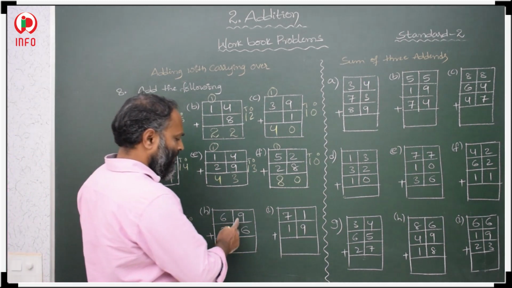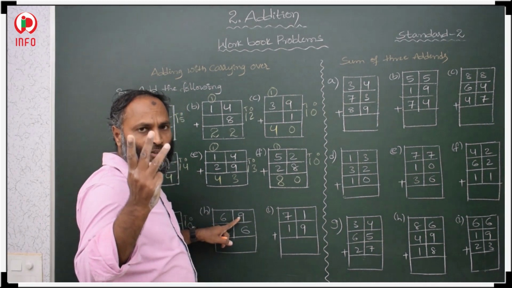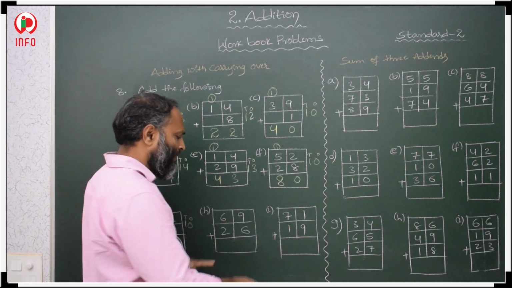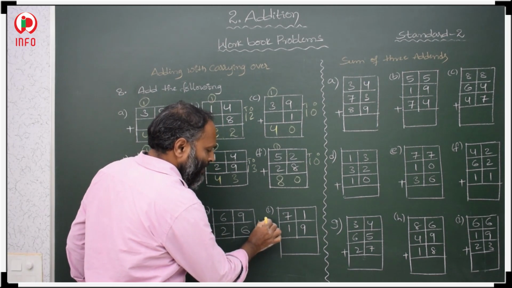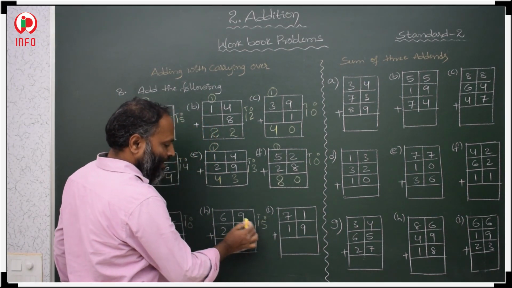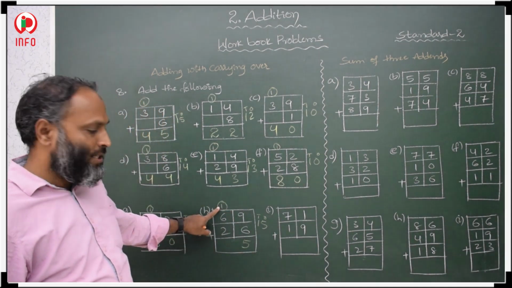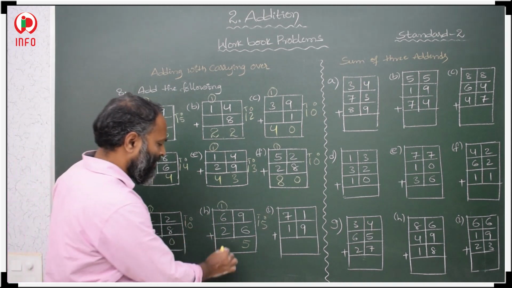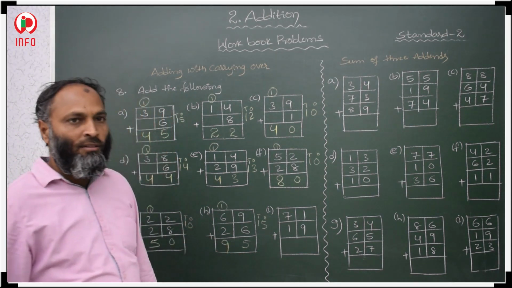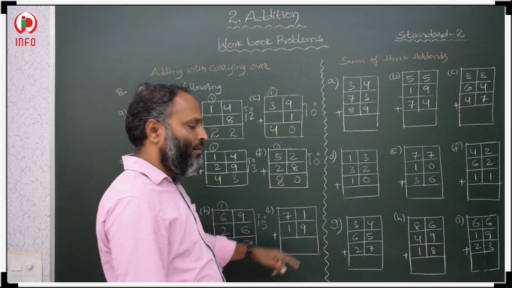In the same way, 9 plus 6: 9, 10, 11, 12, 13, 14, 15. 15. This is in ones place, this is in tens place. Ones place we have to write 5, in tens place we have to take 1. 6 plus 1, 7. 7 plus 2, 8, 9. 95. Then 7 plus 1, 10.